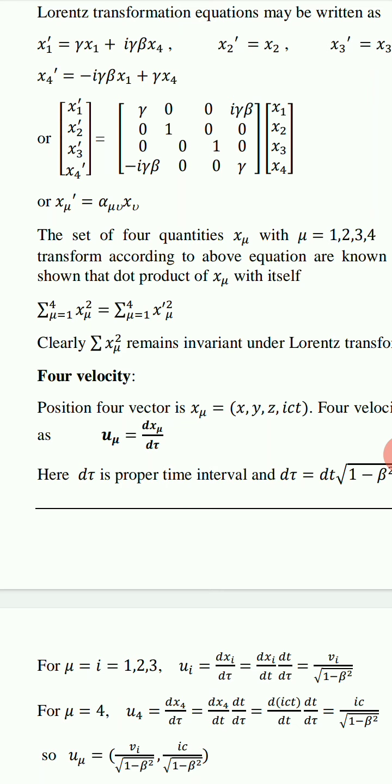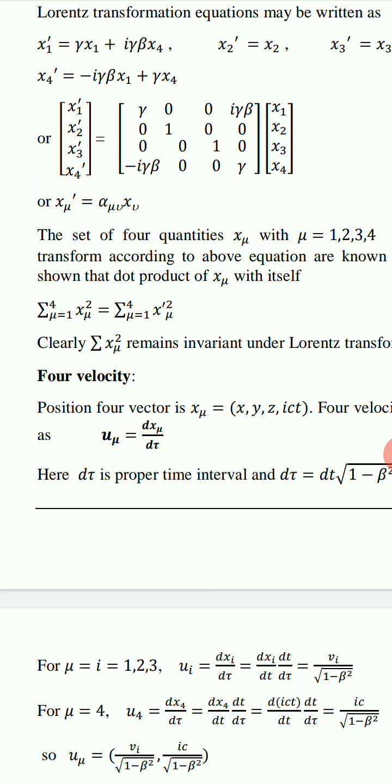Summation over mu is implied in it. We write summation or not write, it is implied. Summation x mu square, because mu comes two times. X mu square means x mu dot x mu. The index mu appears two times, for which summation is implied. So summation x mu square equal to summation x mu dash square. This is an important property of a four vector.